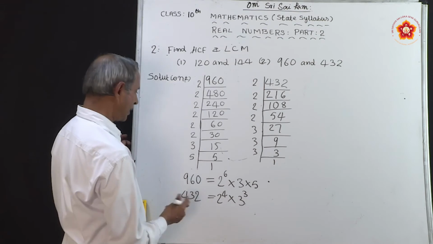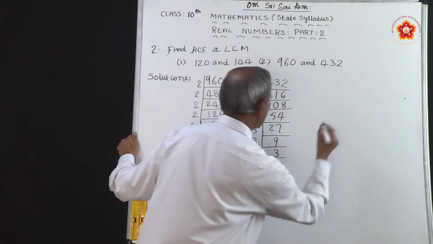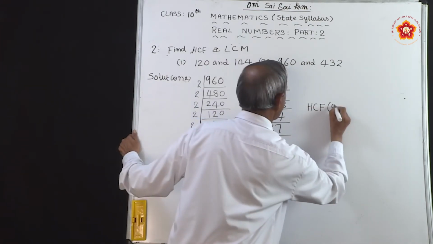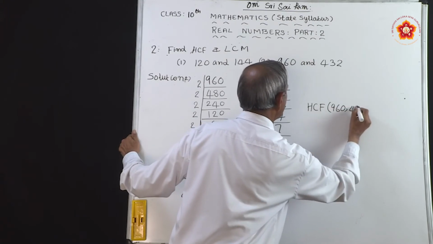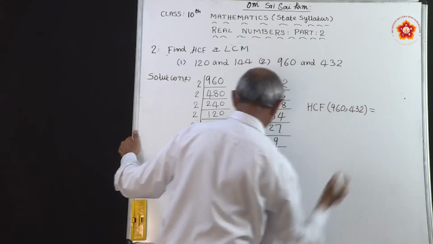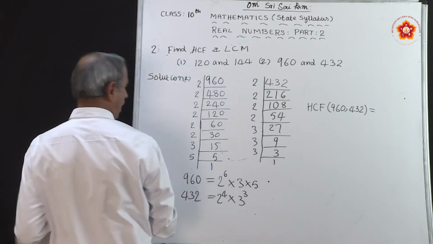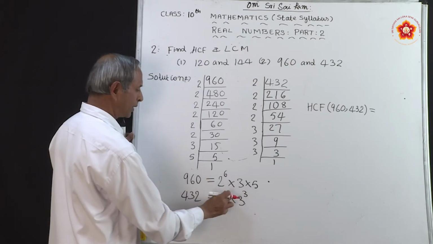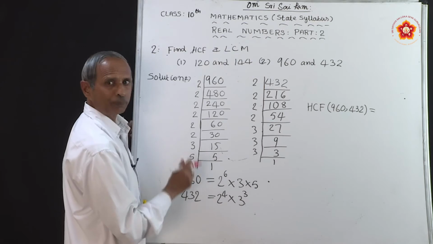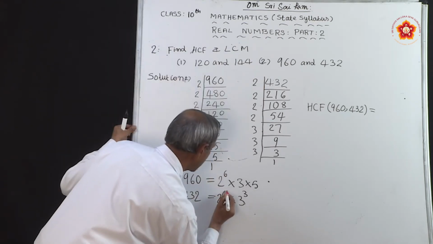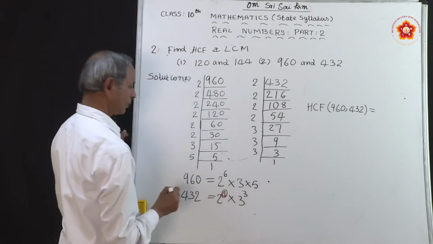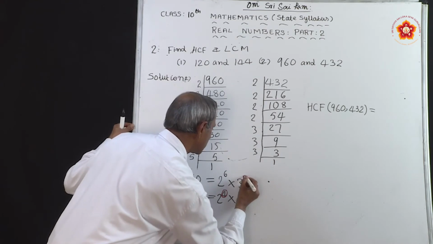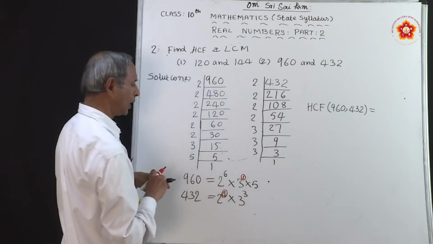Now we have to calculate the HCF and LCM. I will write the HCF here, HCF of 960, 432 equal to. Now we have to choose the power for the common factor. Here 6 is there, 4 is there. Among these powers, the lowest power is taken for the HCF. Therefore, you have to take 2 to the power of 4. Among 3, 3 to the power of 1 is the lowest. So, you have to take 3 to the power of 1 only. Lowest powers you have to take.